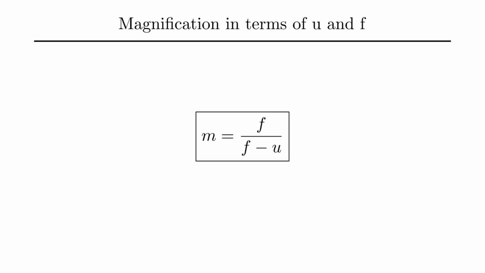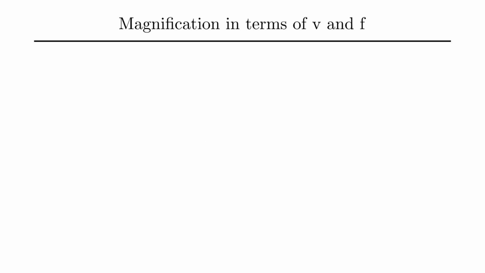To obtain the relation in terms of v and f, that is distance of image from the pole and focal length, multiply the equation of mirror formula by v throughout, we get v over f equals 1 plus v over u. On transposing, we have minus v over u equals 1 minus v over f. Taking LCM, we get minus v over u equals f minus v over f. As minus v over u equals m, therefore we have m equals f minus v over f, which is the required relation.